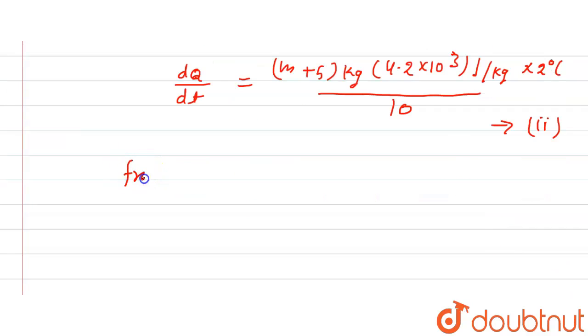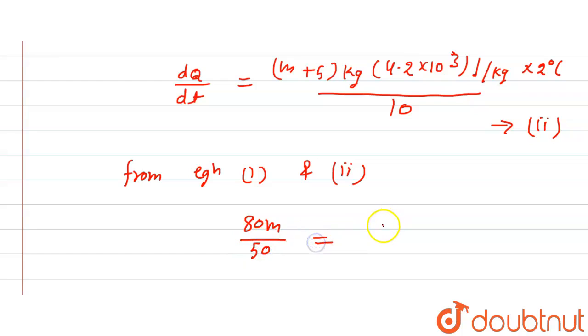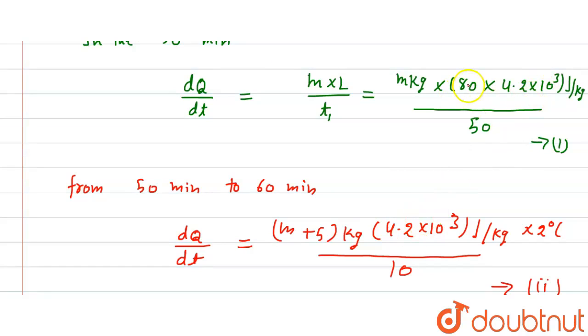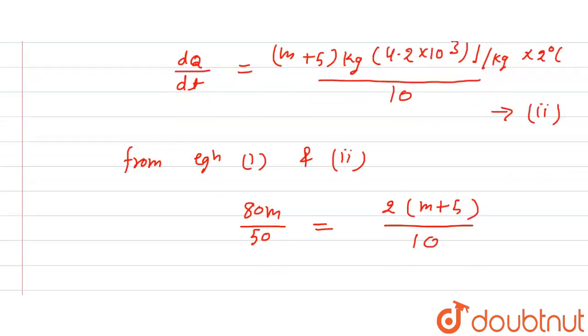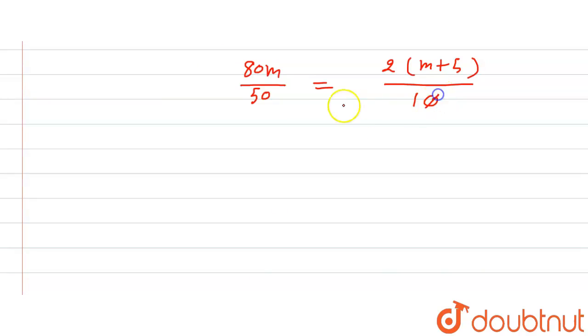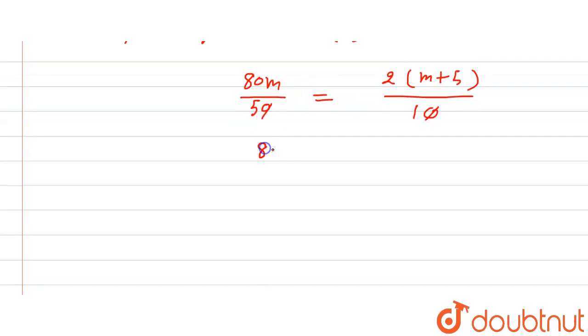From equation 1 and 2, 80 m upon 50 is equal to 2 into (m plus 5) upon 10, because the common terms cancel out. In equation 1 we have 80 m upon 50, and in the second equation 2 into (m plus 5) upon 10. Now solving this equation, the zeros cancel, so 80 m upon 5 is equal to 2m plus 10.